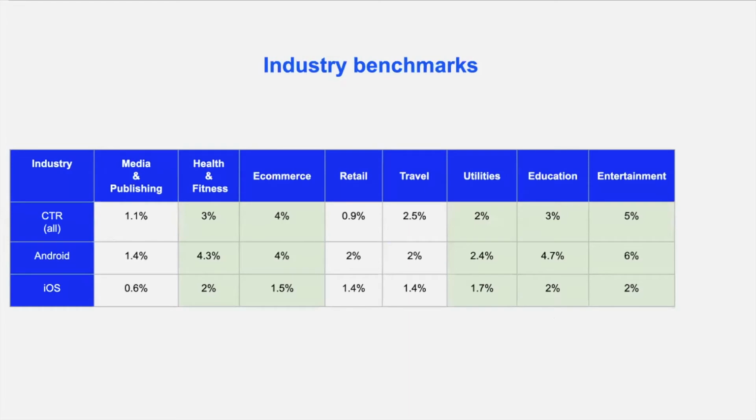Here on this slide, you may see the average click-through rate among industries. As you may see, the highest CTR belongs to apps from the health and fitness industry, e-commerce, utilities, education, and entertainment. And the industries with the lowest push notification CTR are media apps, retail, and travel. And why does it happen? Let's go deeper into the reasons why it happens.